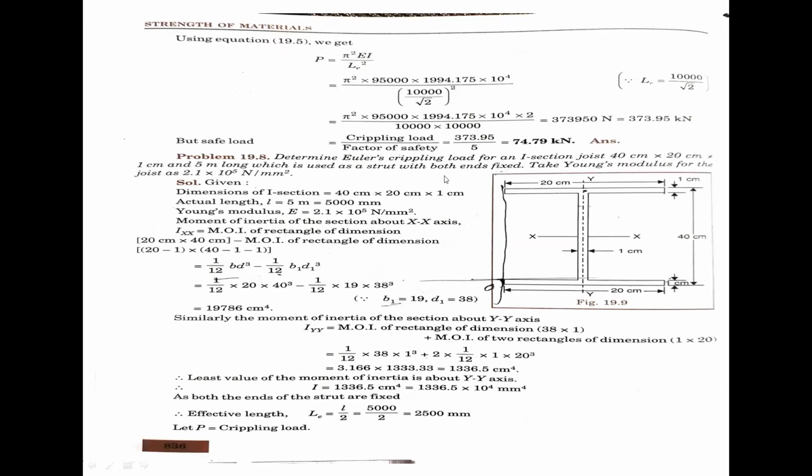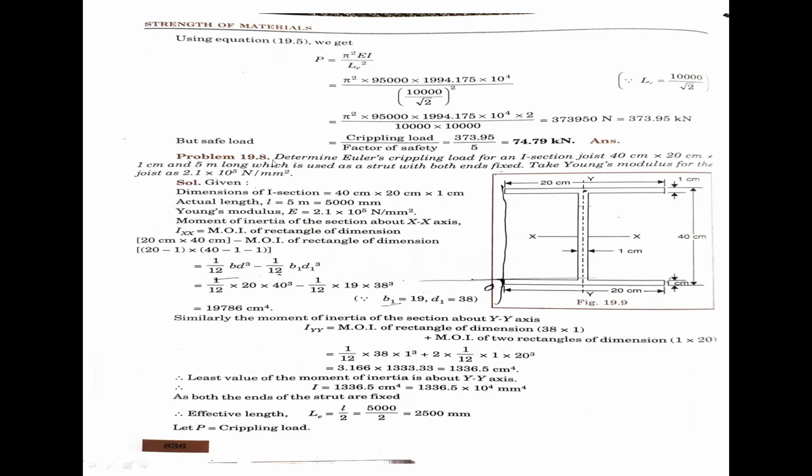Now I will explain example problem 19.8. Determine Euler's crippling load for an I section joist 40 centimeters by 20 centimeters by 1 centimeter and 5 meters long, which is used as a structure with both ends fixed. The Young's modulus for the joist is 2.1 into 10 to the power of 5 Newton per mm square. I have to write, see the diagram, the I section given in this data.